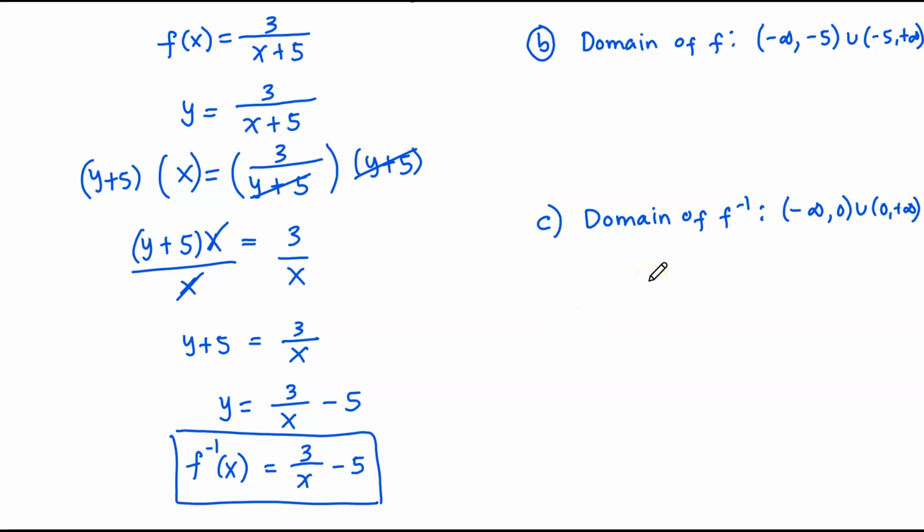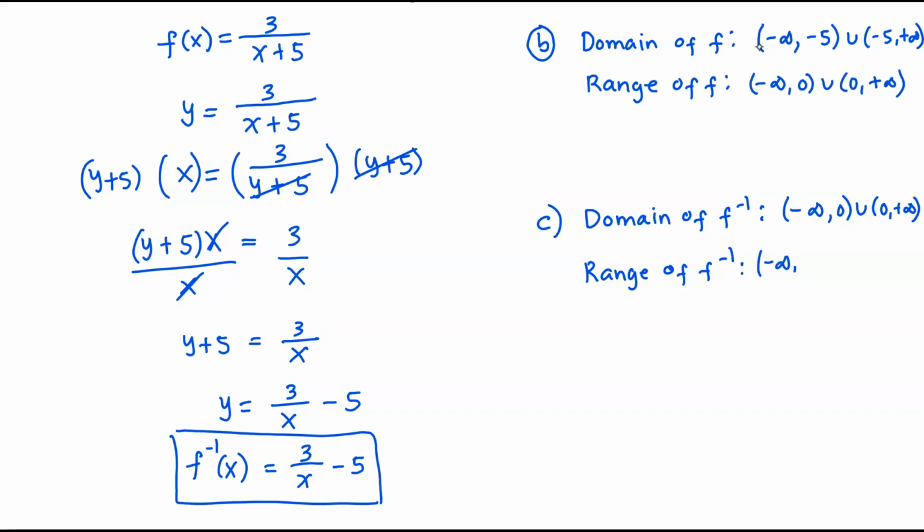Now, because you know the domain of the inverse, you can then state the range of f. The range of f is the domain of f inverse. So that is just negative infinity to 0, union 0 to positive infinity. And similarly, to get the range of f inverse, you use the domain of f. So we have negative infinity to negative 5 union negative 5 to positive infinity.